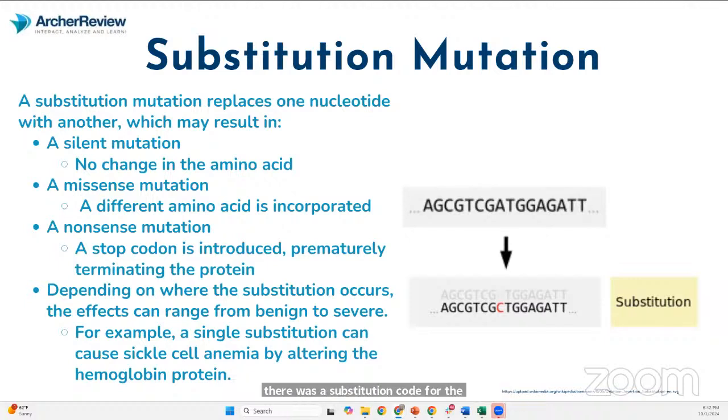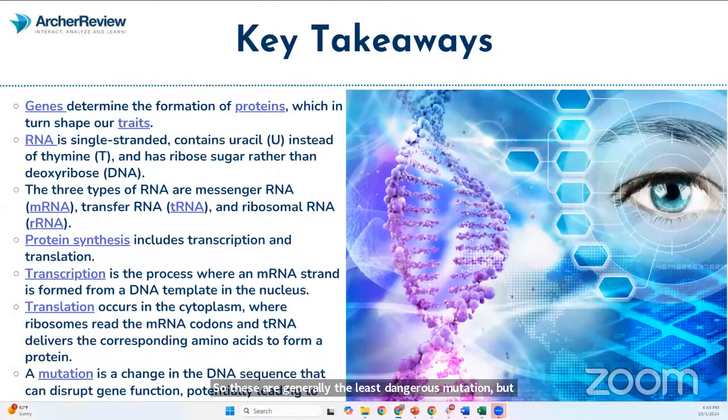There could be a missense mutation where a different amino acid is incorporated. That could be a problem. Or it could introduce what is known as a stop codon, where it tells it to stop making the protein. And that could be a problem as well. A substitution mutation is responsible for sickle cell anemia because it alters the hemoglobin protein. So these are generally the least dangerous mutation, but they can still be a problem.